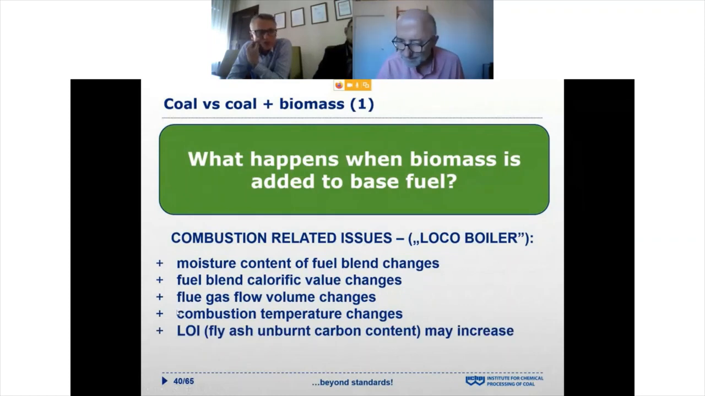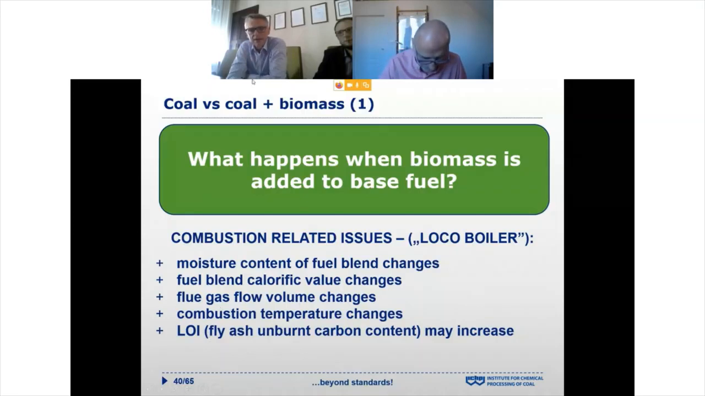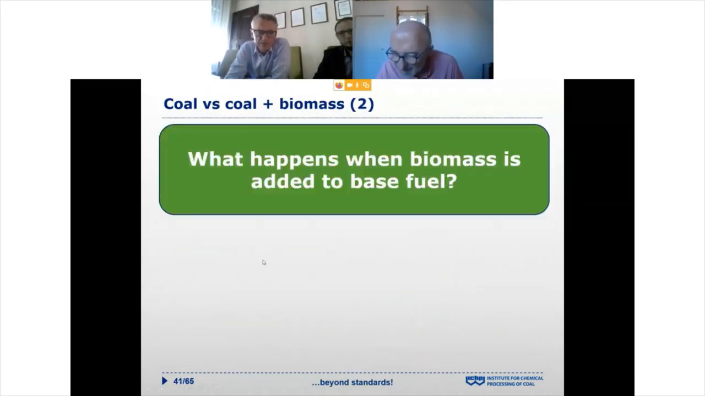And also, if the particles of biomass are larger than the particles of the coal, they cannot be combusted totally. So we still have unburned carbon content in the ash, in the fly ash. So the loss on ignition is higher compared to coal combustion. So the LOI may increase.